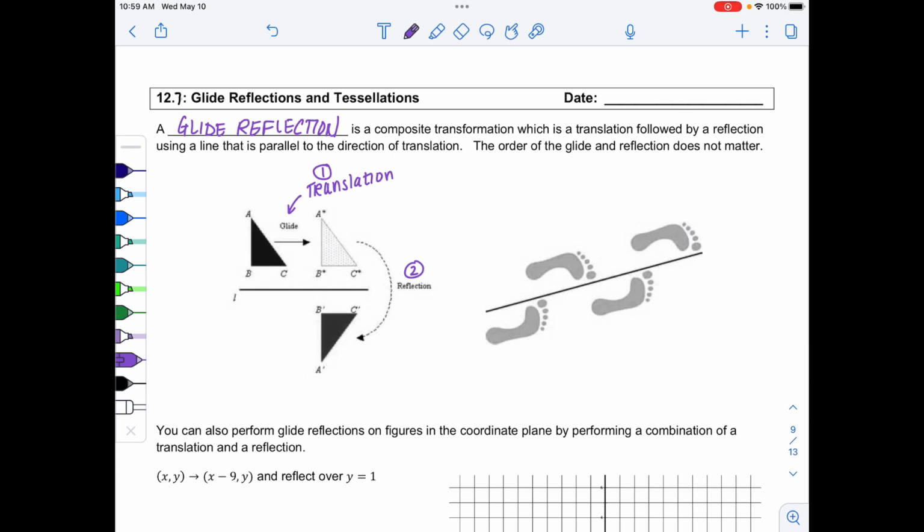Same thing with these footprints here that look kind of creepy, but it is what it is. So for this one, it's going to actually go the opposite direction. To get from foot number one to foot number two, I am going to first reflect over this line, and then I'm going to slide it up to get the second footprint. And then to get from the second footprint to the third, I'm going to reflect it. So it's going to reflect directly over to here, but then I have to slide it up. Okay, so this is called a glide reflection. So it's a slide and then a flip.